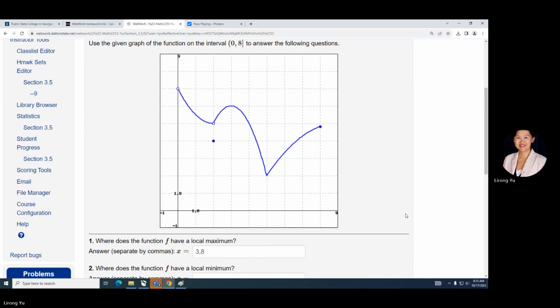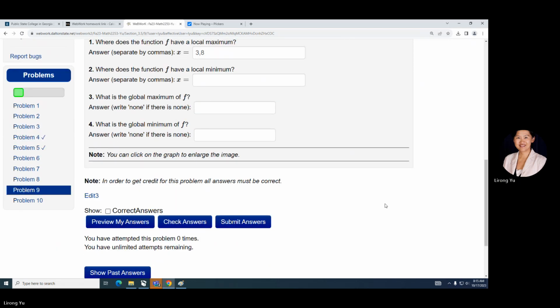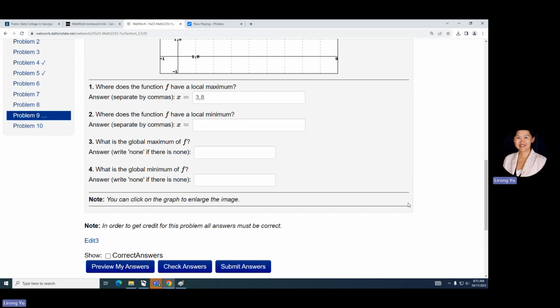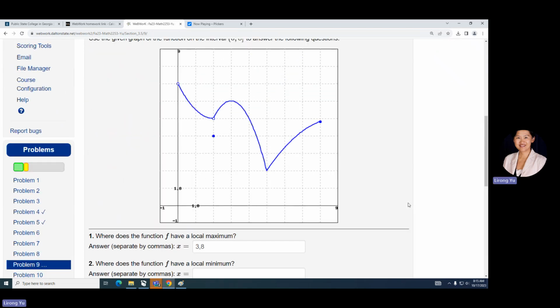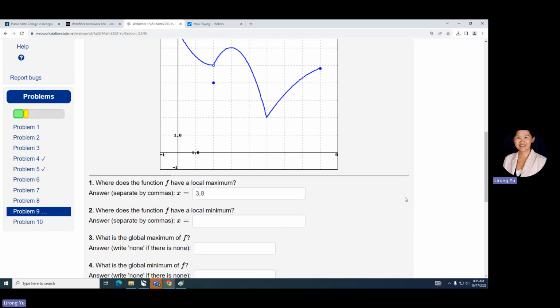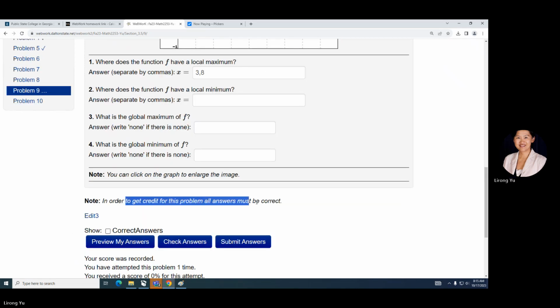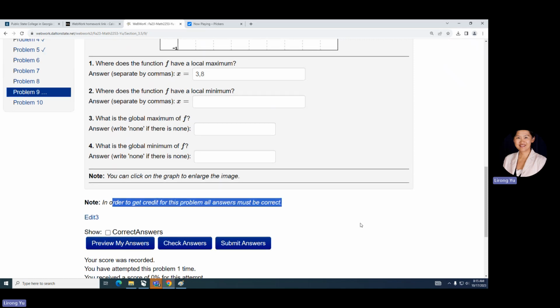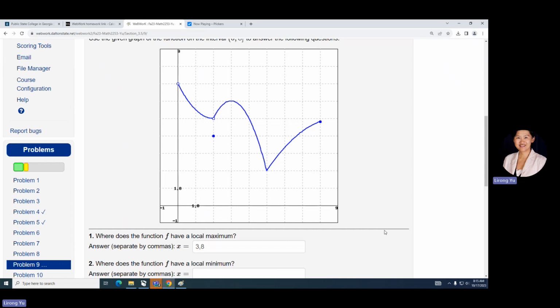Local minimum. We did that was wrong. Same graph. It says we have to get every answer right, but from the picture, I don't see any local maximum. So let's try to answer the rest of the question.